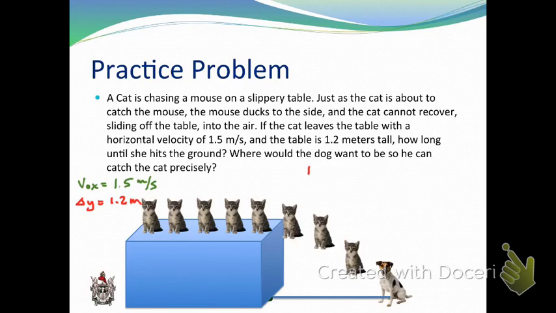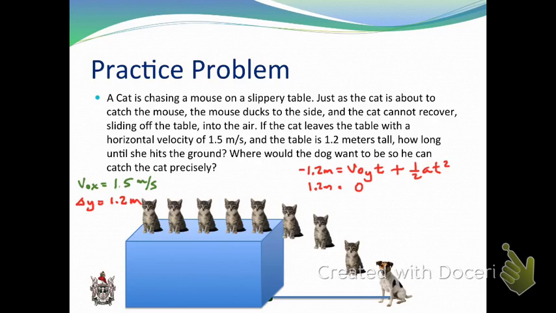Well, if she's got to fall 1.2 meters, it doesn't matter whether she has horizontal velocity or not, it's going to take her a certain amount of time, the amount of time it would take gravity to pull her down. So let's figure out what that is. We'd say delta y is equal to v sub 0 in the y direction times t plus 1/2 a t squared. I decided that up is positive, so the displacement down is negative 1.2.